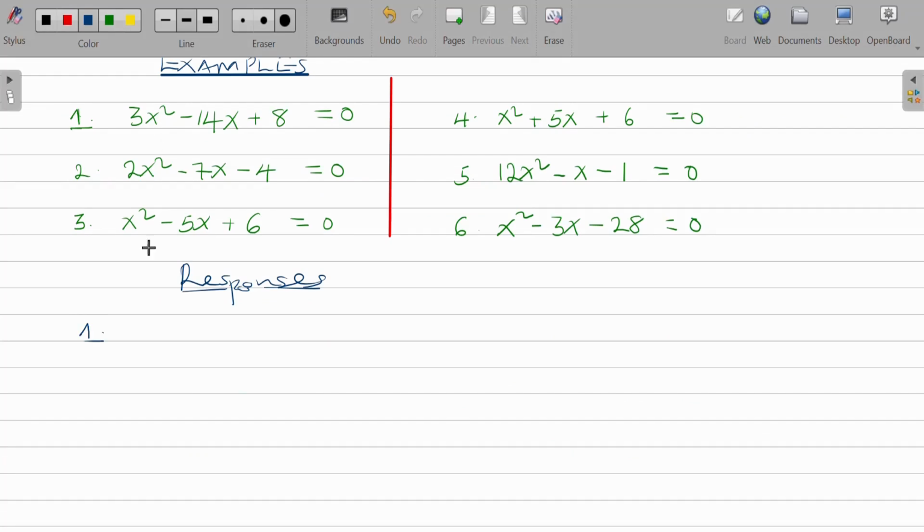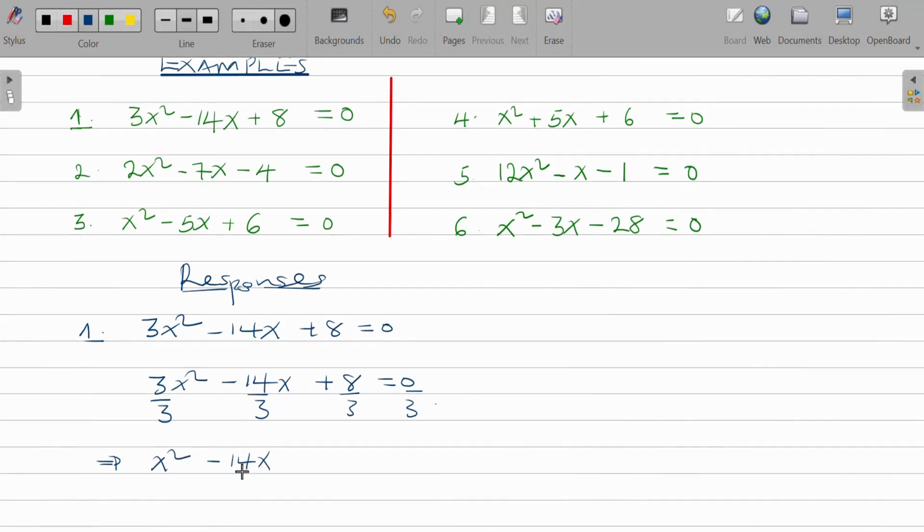So number 1, we have 3x squared minus 14x plus 8 equals 0. The first step here is to make the coefficient on x squared to be 1. So we divide through everywhere by 3, so that we have x squared minus 14x divided by 3 plus 8 divided by 3 equals 0.